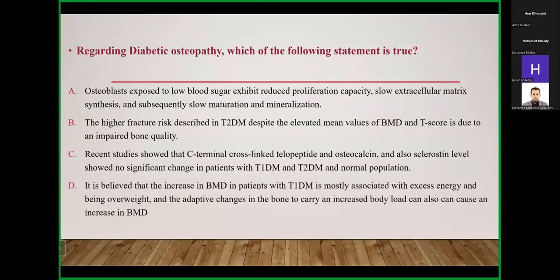It is believed that the increase in bone mineral density in patients with type 1 diabetes is mostly associated with excess energy and being overweight, and the adaptive changes in the bone to carry an increased body load can cause an increase in bone mineral density. The last option: patients with either type 1 diabetes or type 2 diabetes have a normal bone microarchitecture.